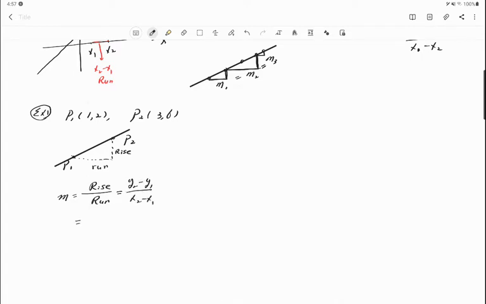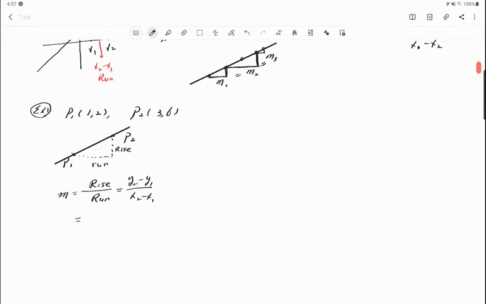Let's use this as P2, so this will be x2, y2. And for point 1, let's use this x1, y1. Then y2 minus y1 is 6 minus 2 over 3 minus 1, which is 4 over 2. So the slope is 2.